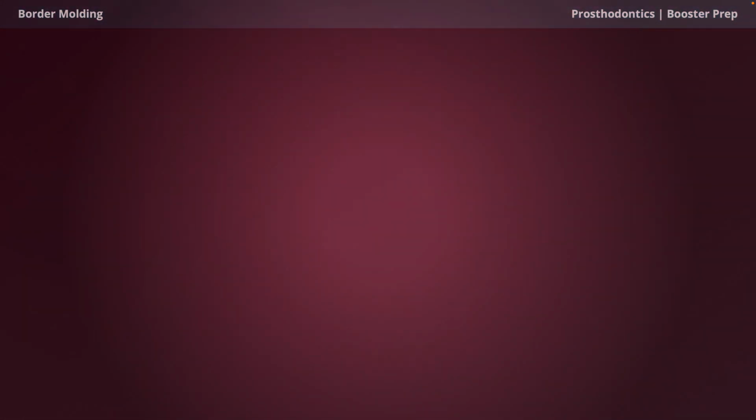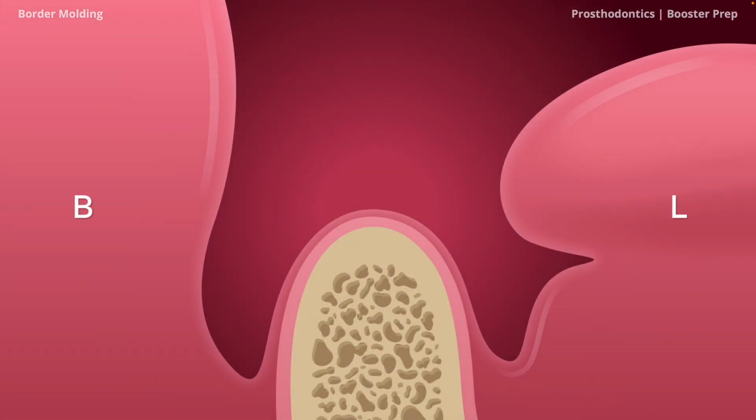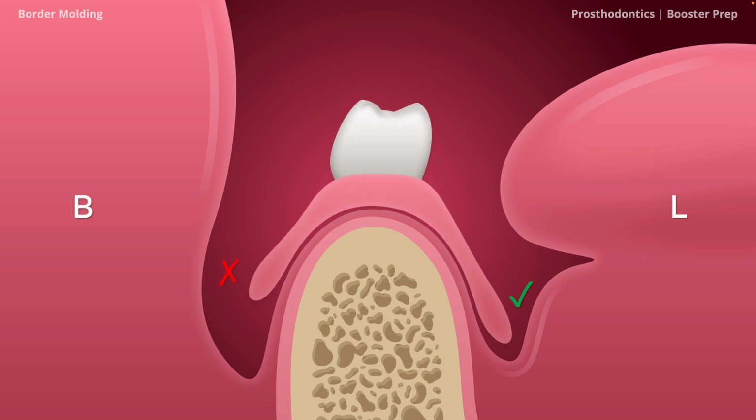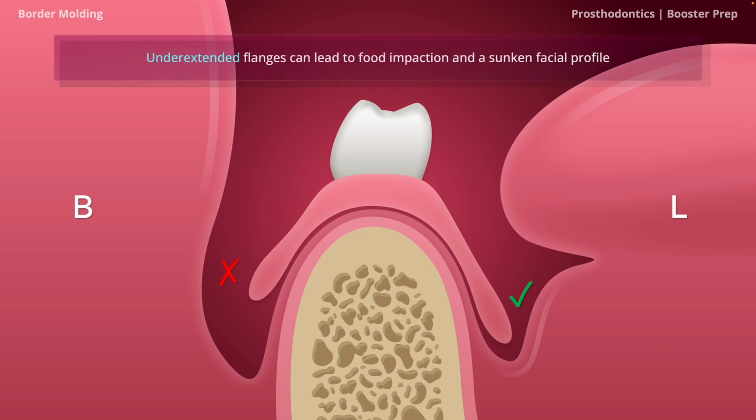Alright guys, since it's such an important topic, I want to show you the effects of poor border molding in a more easy to understand way. Underextended flanges, such as the buccal flange shown here, occur when border molding is too aggressive or if the custom tray was underextended in the first place. The main thing to note here is that underextended flanges can lead to food impaction and a sunken facial profile.